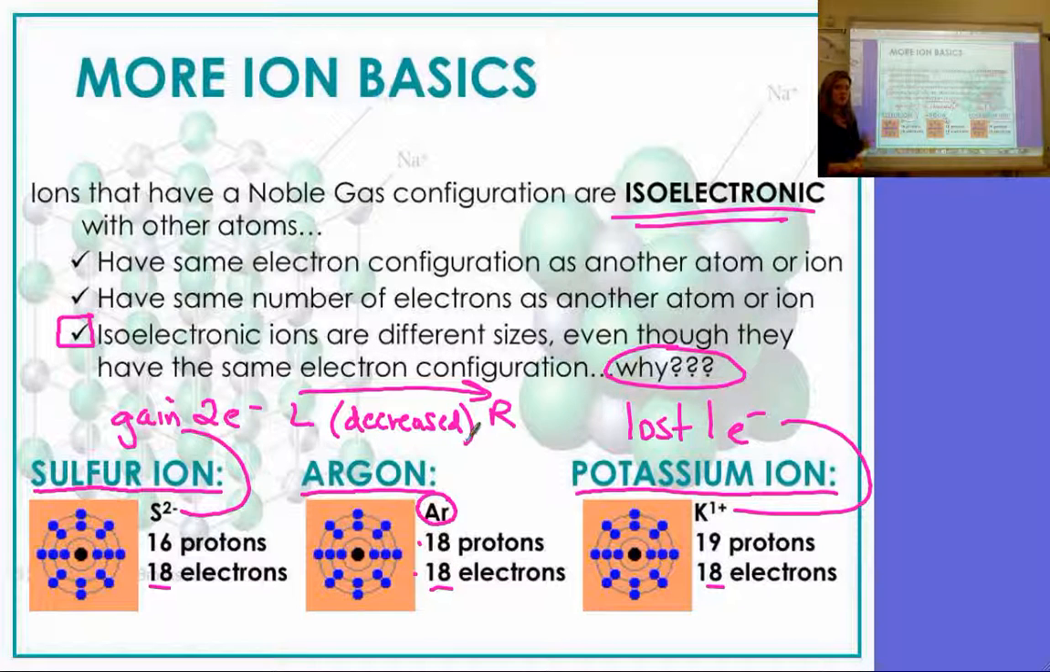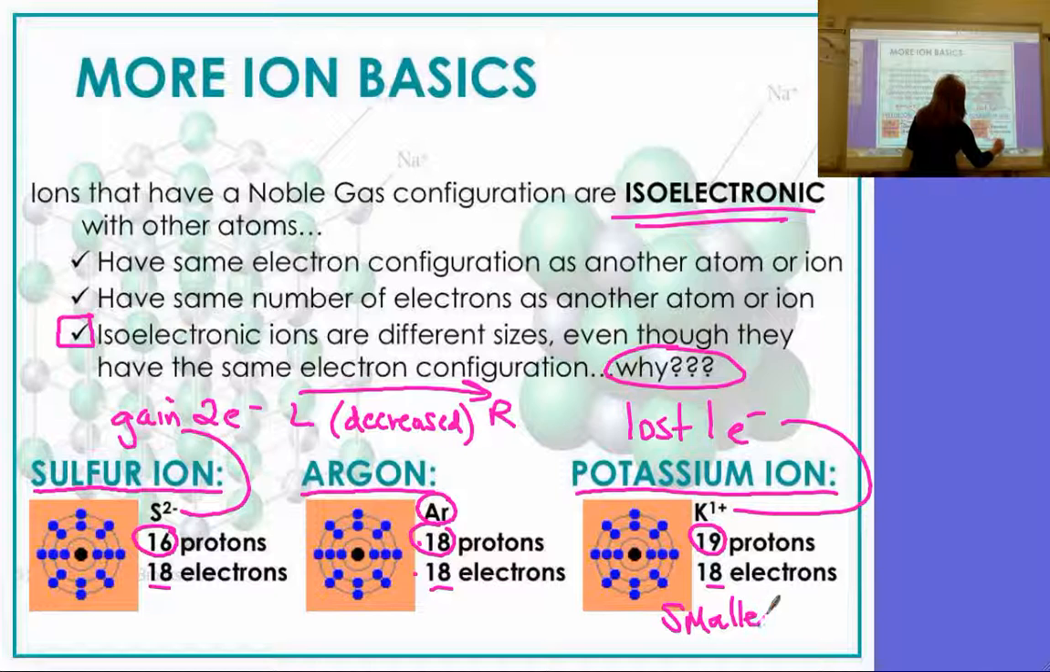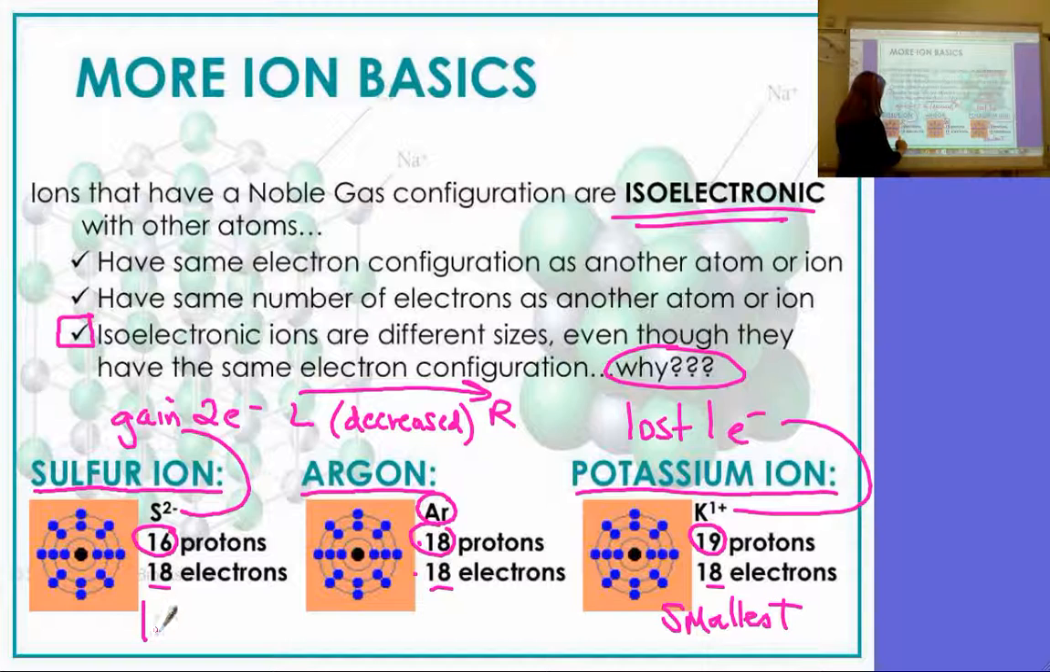It decreases because as you add more protons, there's more nuclear pull, so the nucleus can hold its electrons tighter. So if sulfur has 16 protons, argon has 18, potassium has 19. Potassium's going to be the smallest because it has the most protons to pull its electrons in. Sulfur, on the other hand, would be the largest. It only has 16 protons to pull in the electrons. So even though they have the exact same electron configuration, they're slightly different in size because of the number of protons.